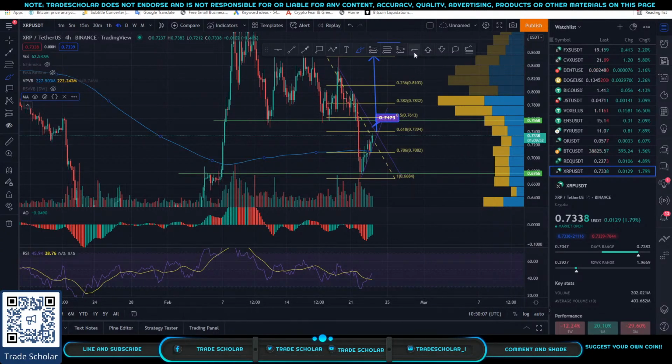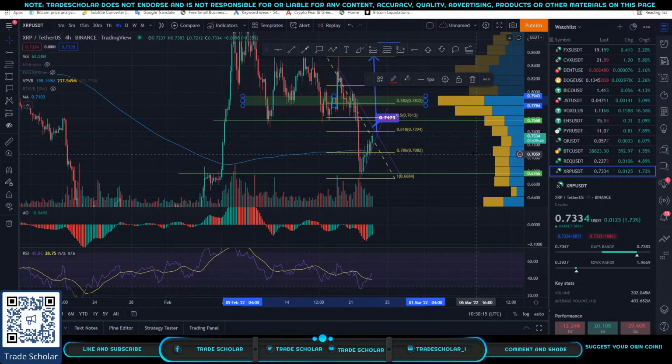Resistance starts in this area. We draw the box. We can have a hard time with this resistance area right here. If we break this, then that would be great also. Not much volume here. The volume kicks in here. Once we break this area, then we can continue to the upside.